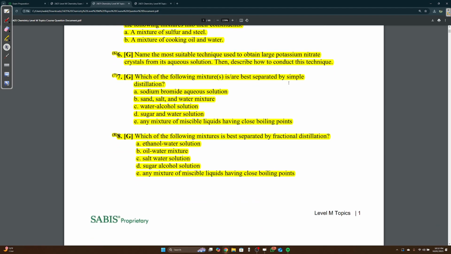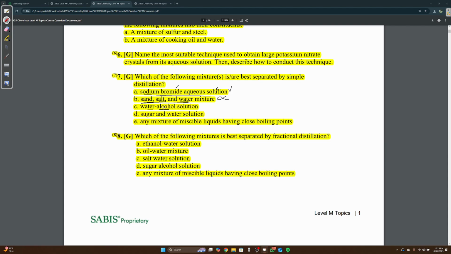Question 7. Which of the following mixtures are separated by simple distillation? Simple distillation is used to separate solutions, okay? Fractional distillation is used to separate two liquids with close boiling points. So simple distillation, sodium bromide aqueous solution. Obviously, yes, it's a solution, right? Sand, salt, and water mixture. The sand isn't dissolved in the water, so obviously that's gonna be wrong.